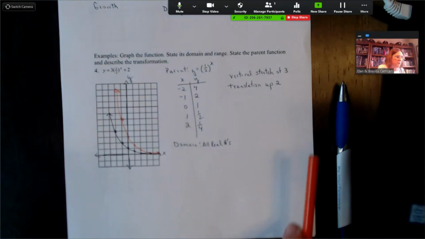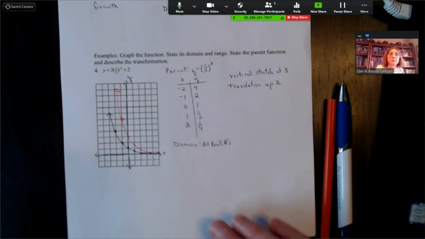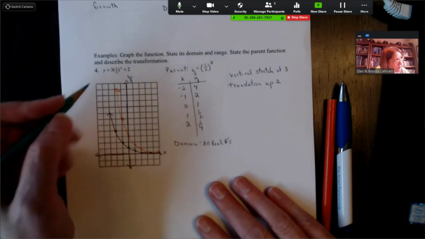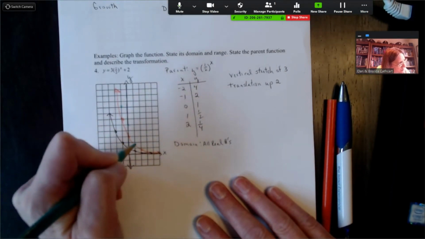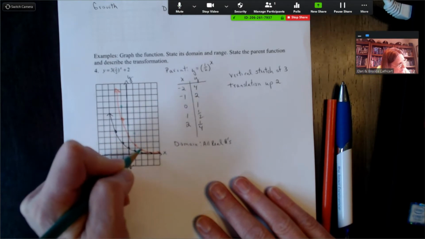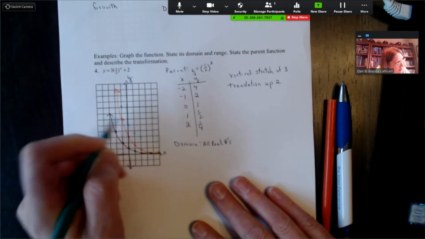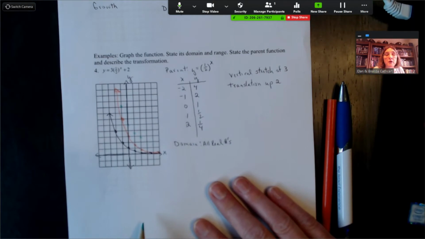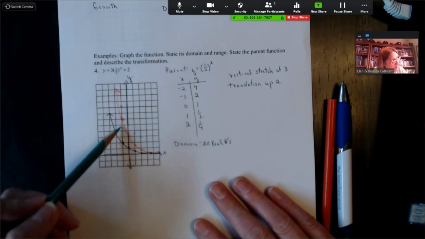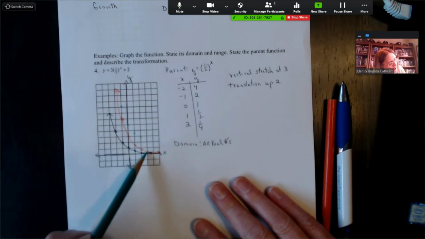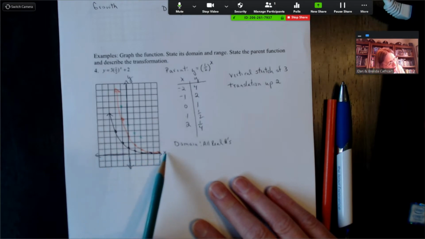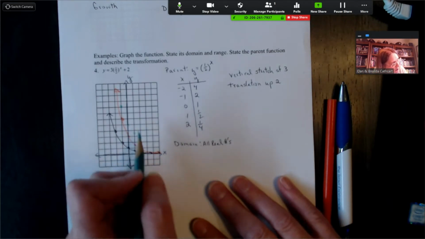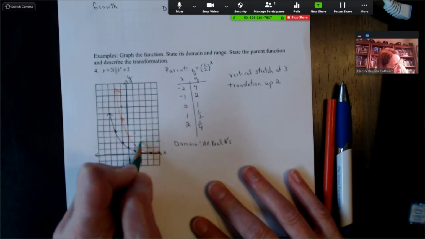Okay, now we're ready to do our translation up 2. So every y-coordinate is going to be moved up 2. So moving up 2 on all of these coordinates. In addition to all the coordinates going up 2, before when we move down, we slide in next to the x-axis when y is 0. So that's also going to be moved up 2.